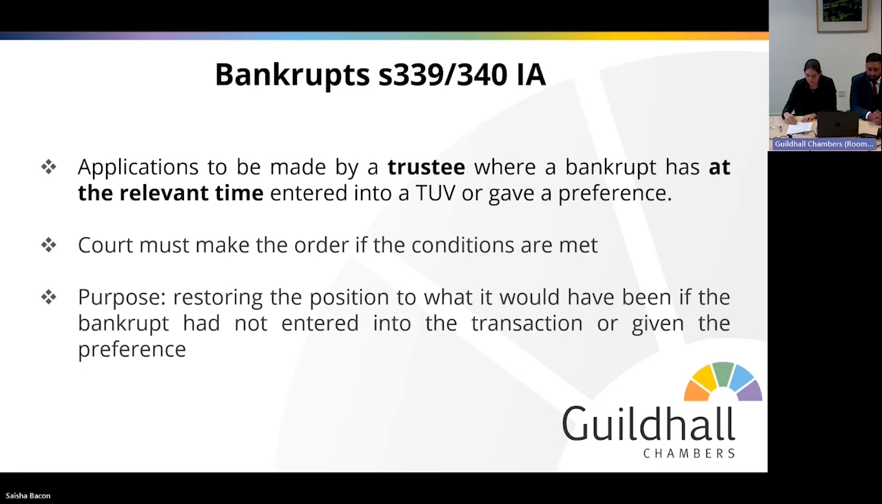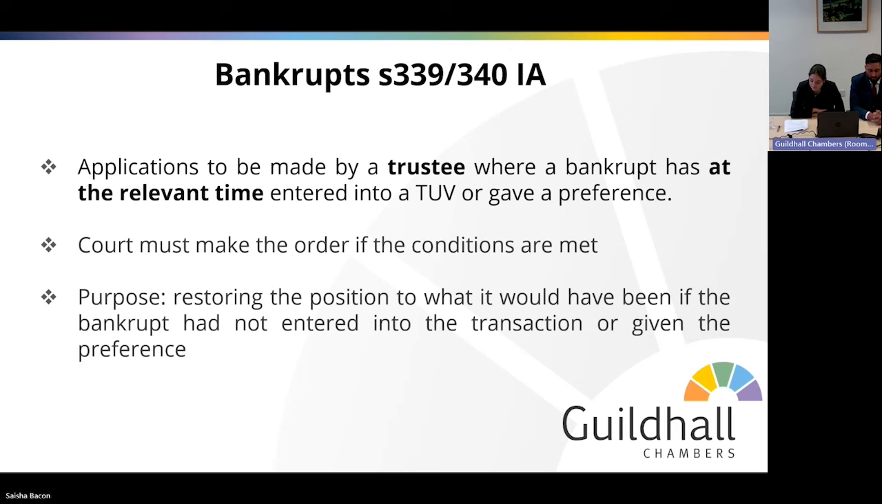So that is the company provisions. We've got very similar provisions for bankrupts, but these are set out in section 339 and 340 of the Insolvency Act. Section 339 is TUVs and section 340 is preferences. So again, they allow trustees to make an application if at the relevant time the bankrupt entered into a TUV or gave a preference. Again, there is no discretion for the court. If the conditions are met, they must make the order.